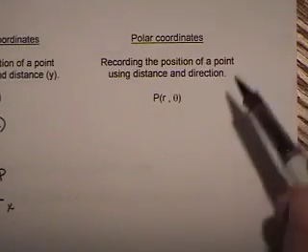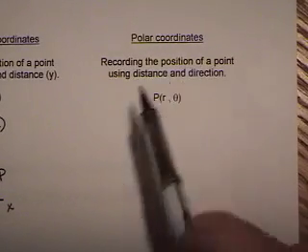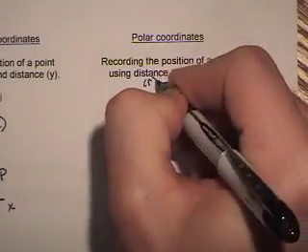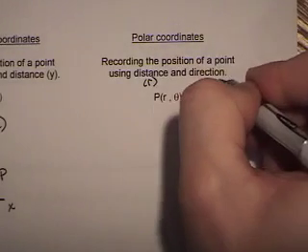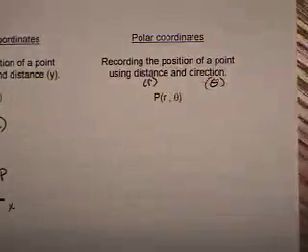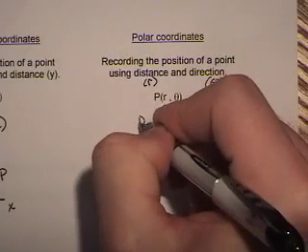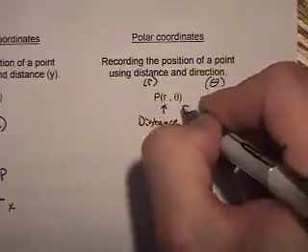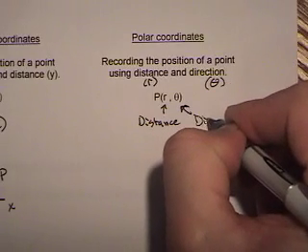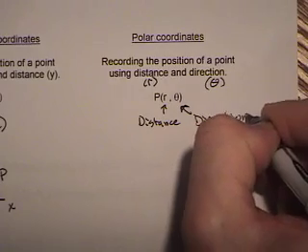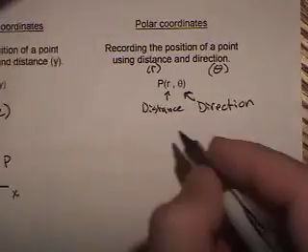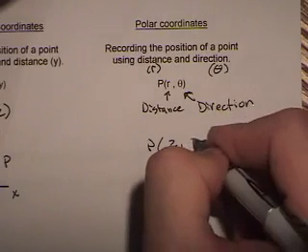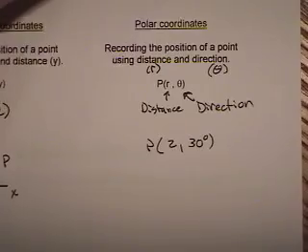Let's look at polar. So we're going to do polar coordinates now. I no longer locate a point with distance and distance. Now I do it with distance, which is the r value, and direction, which is an angle, a theta. So this r is distance, and this theta is direction. Let's see how that would work. Let's say I have a point, it's (2, 30 degrees).